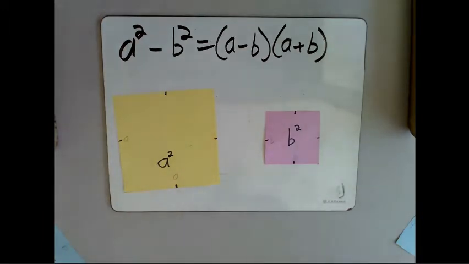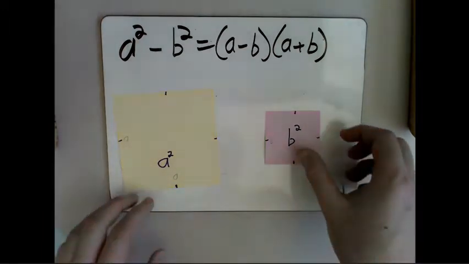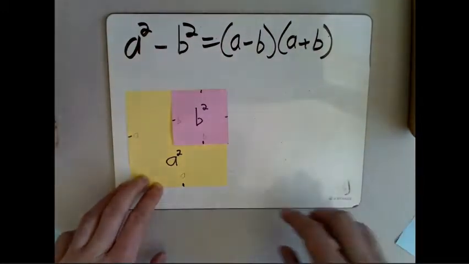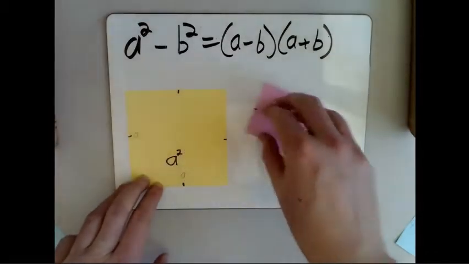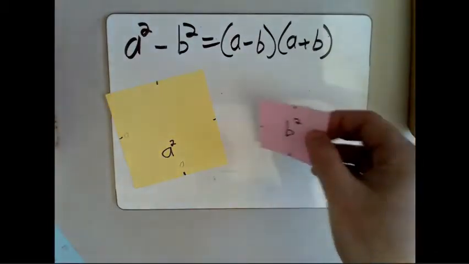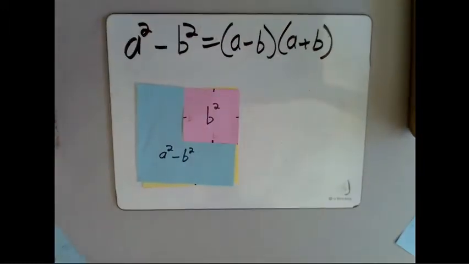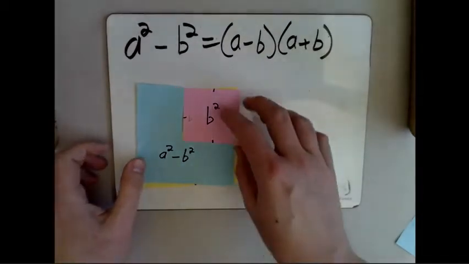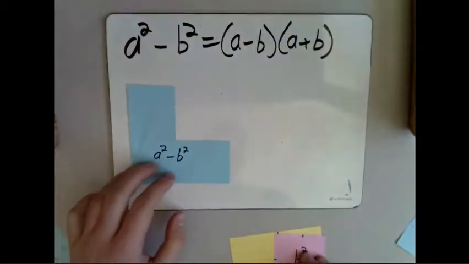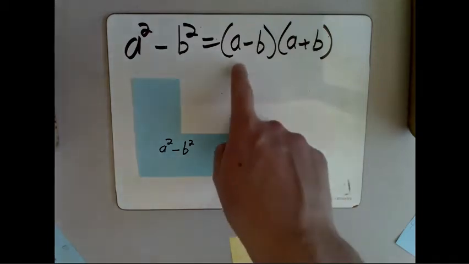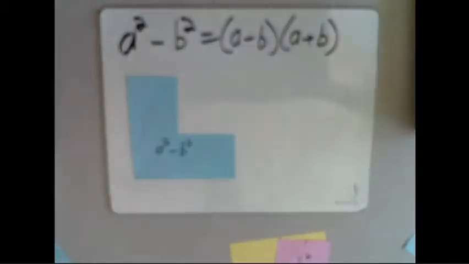And if I'm going to do a difference of squares, what that means is I'm actually cutting away the b squared. I'm removing that much area from the a squared. And if I did that, I'd be left with something like this: a squared minus b squared. Now, I can remove my original ones, and I'll come back and talk about them later. If I could find the area of this, I could have some sort of statement to prove that the area is equal to a minus b times a plus b.